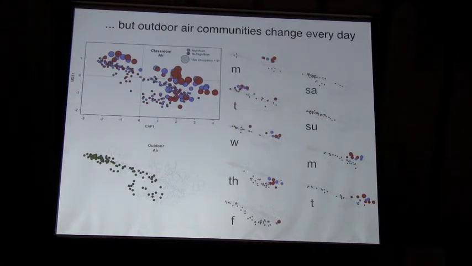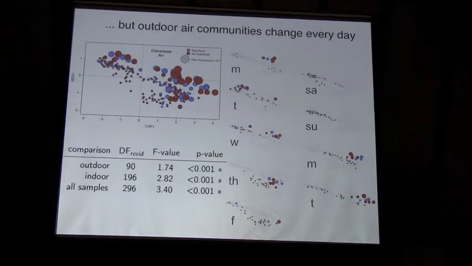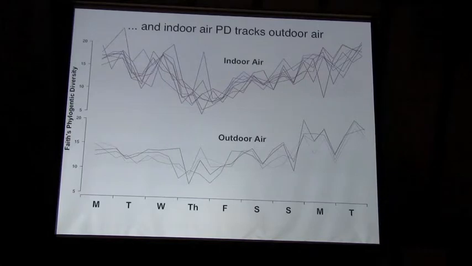So even though outside samples are separate from inside samples every day, for the most part, they tend to track each other as they move around. So there's a lot of shared community between inside and outside, even though a lot of parts of that community are differing day to day.